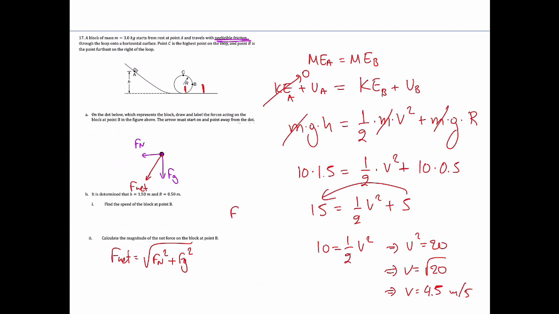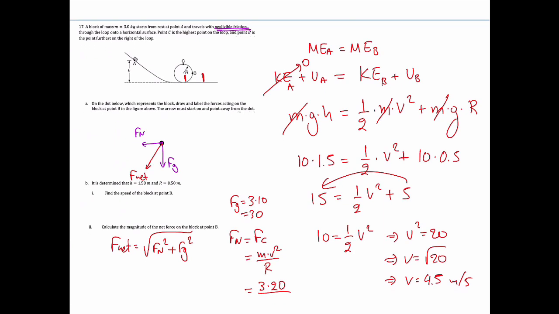Now the force of gravity is mass times g, so 3 times 10, so 30. Now for the normal force there is no formula, however we can see that this normal force is pointing towards the center of the circle. So this is F centripetal, so it is mv squared over r. The m is 3, the v we found is 4.5, to the power of 2 this will be 20, divided by the radius that is 0.5, so this is 120 Newton.